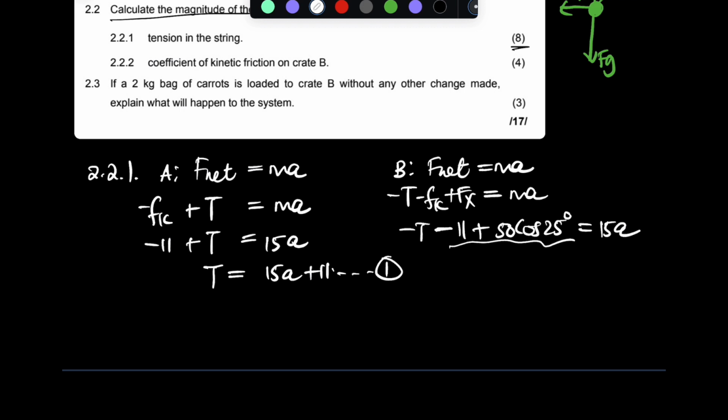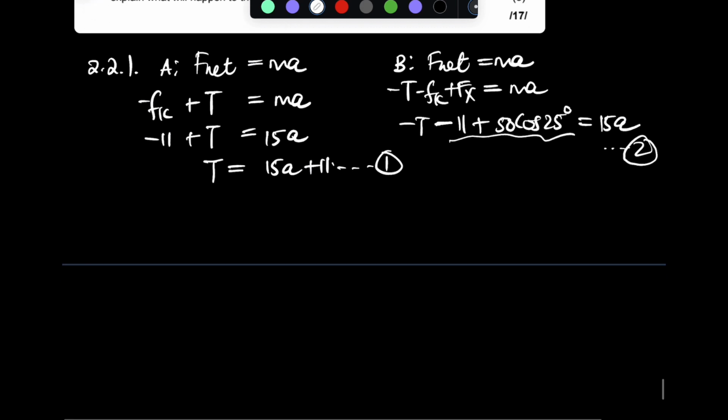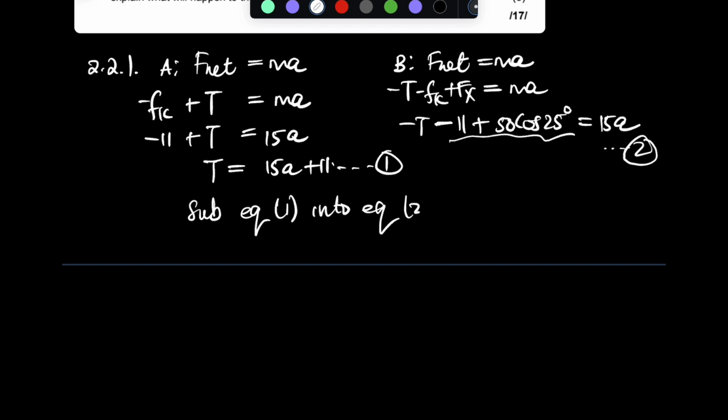And when I punch that in the calculator, let me leave it like that so that I can get an accurate answer. I'm going to leave it like that. So this will be equation 2. So what I'm going to do now, I'm going to substitute equation 1 into equation 2.